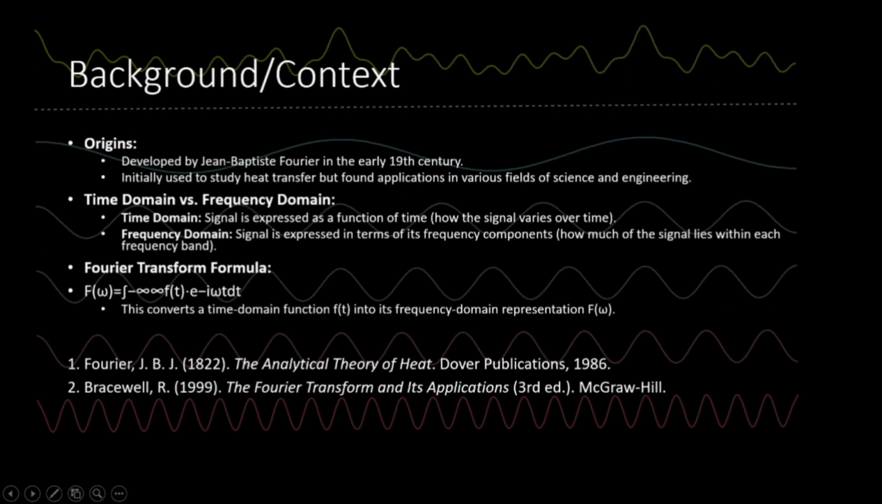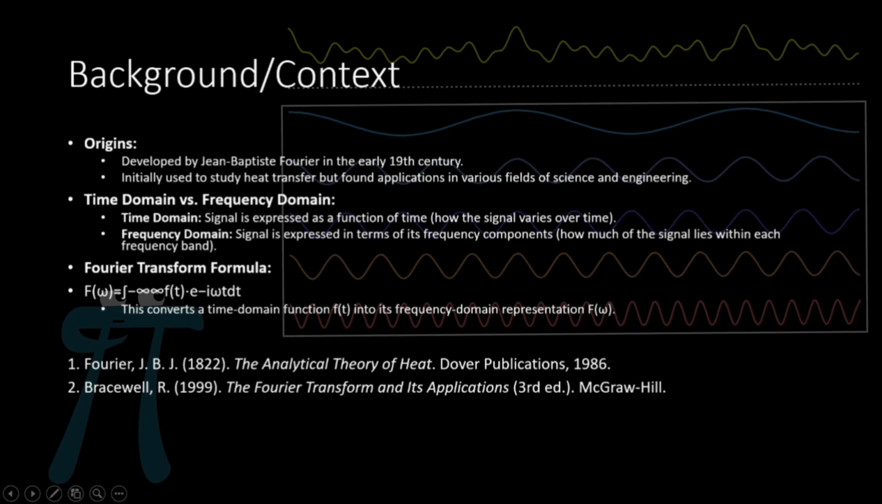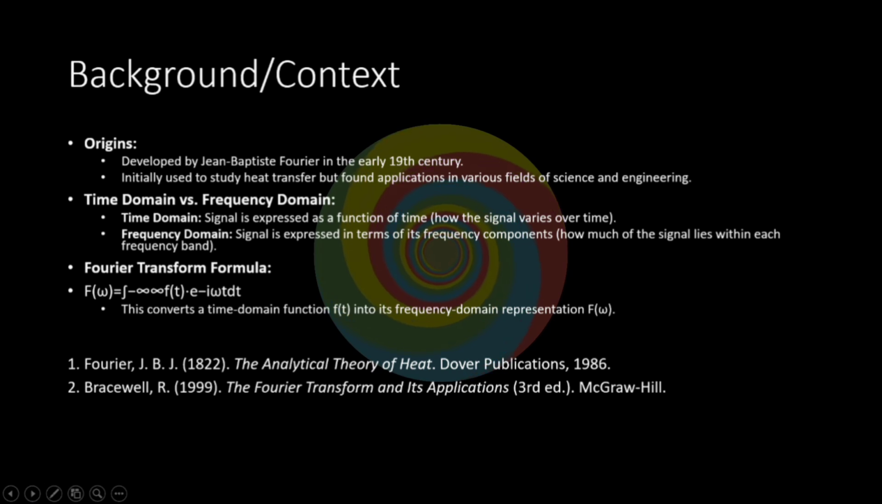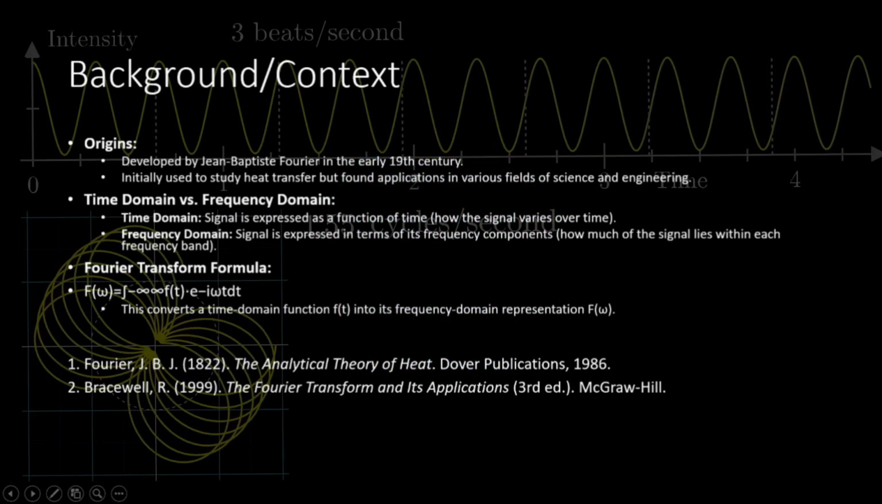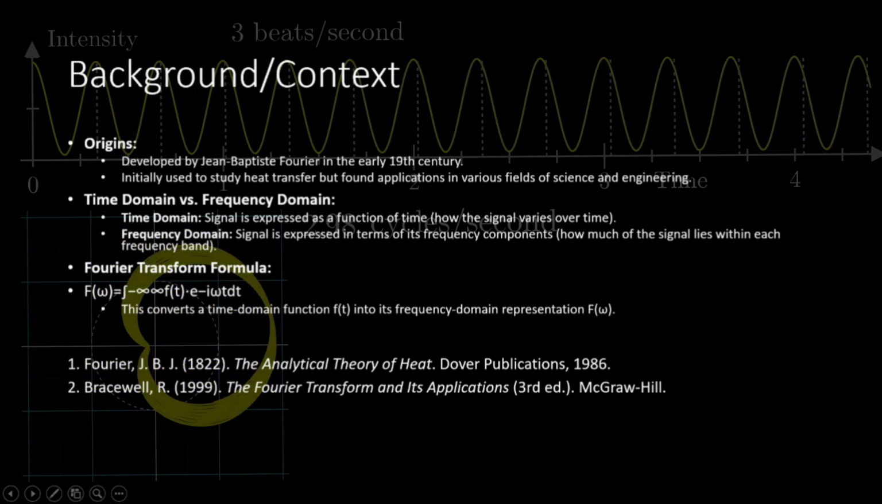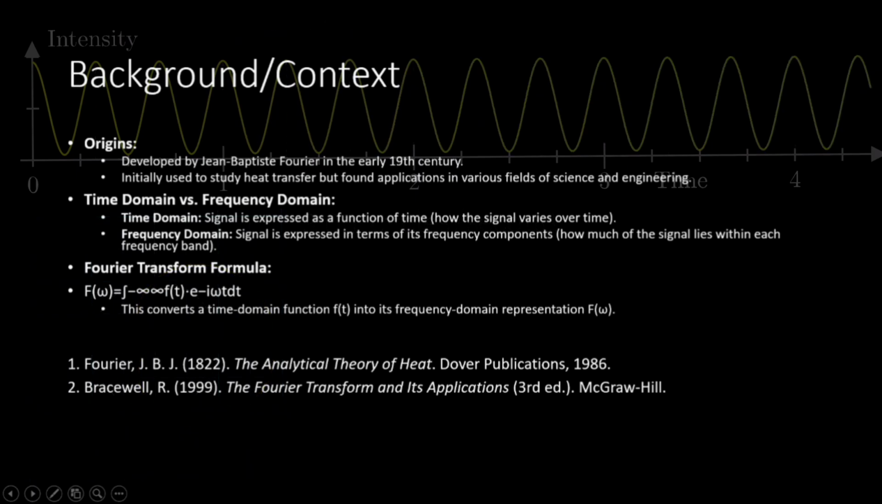Now, let's take a quick look at the origins and mathematical foundation of the Fourier transform. This concept dates back to the early 19th century, where French mathematician Jean-Baptiste Fourier introduced it while studying heat transfer. His revolutionary idea was that any complex signal could be represented as a sum of simple sine and cosine waves, each having a specific frequency.